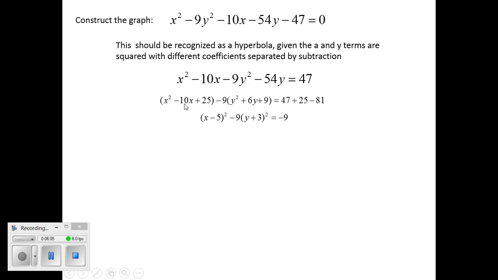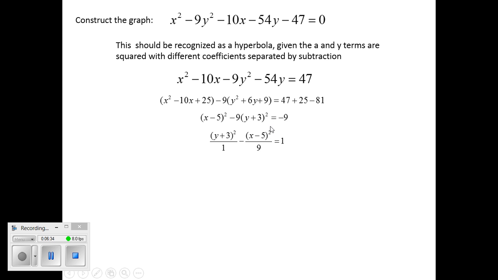Completing the square in x calls for adding 25, so we're going to add 25 to the other side here. Completing the square in y means we're adding 9. No, we're not adding 9. We're adding 9 times negative 9. So we're actually adding negative 81. We're going to put that over here too. Okay. This then comes to this form.